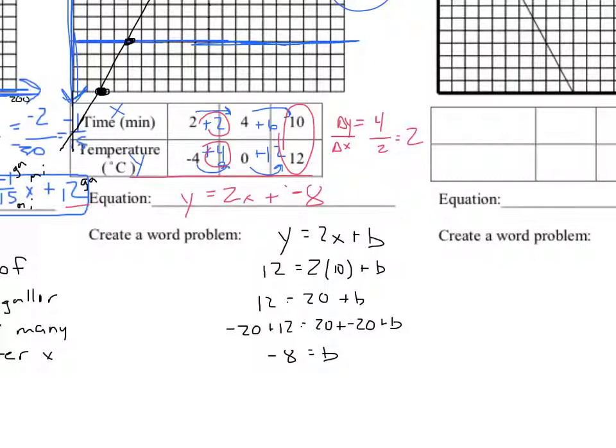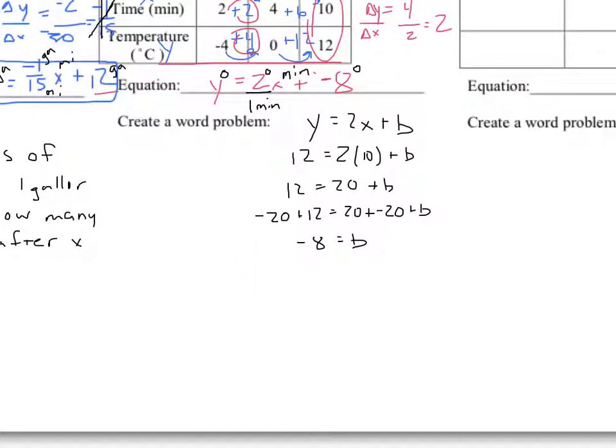plus negative 8. All right, let's create our word problem. I'm going to create my word problem by putting the units on here. The y is degrees, which means this is negative 8 degrees, which means this is 2 degrees per 1 minute. And we are multiplying by x minutes. All right, so I have an increasing temperature. That's proof of my increasing slope.